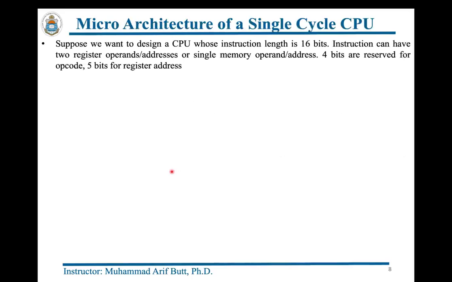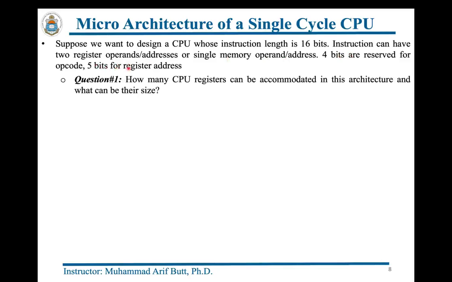Dear students, let us suppose that we want to design a CPU whose instruction length is 16 bits. An instruction can have 2 register operands or a single memory operand. 4 bits are reserved for opcode and 5 bits for register address. So given this scenario, a question is, how many CPU registers can be accommodated in this architecture and what can be their size? Please stop the video and try to answer this question.